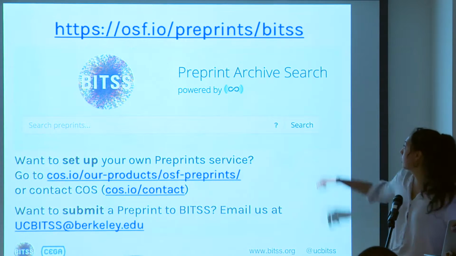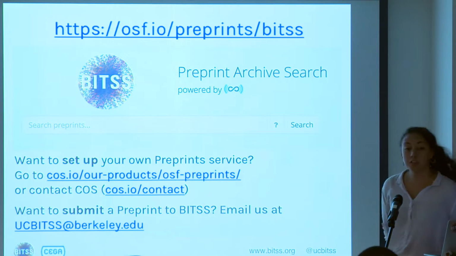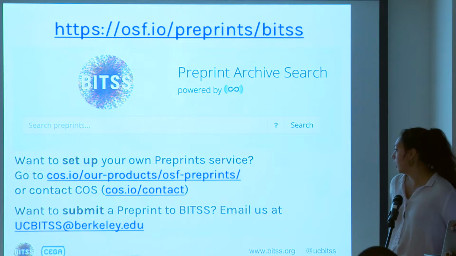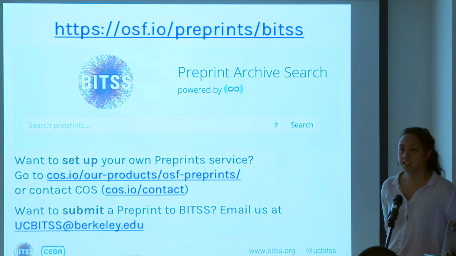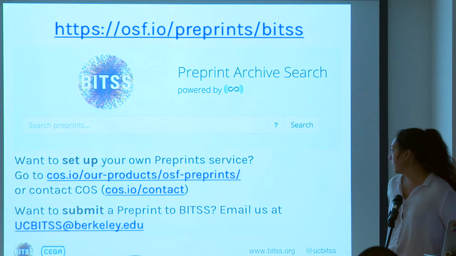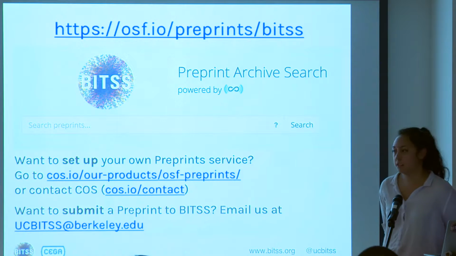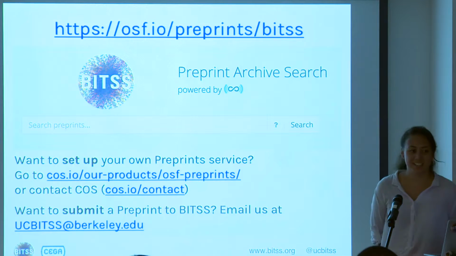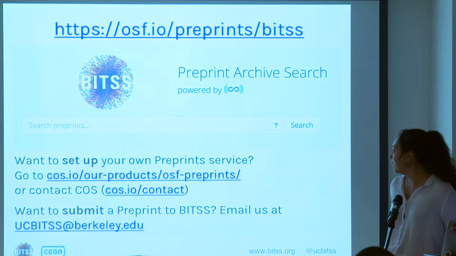And then I'll end with this. This is the URL for BITS preprints. If you're interested in setting up your own service, you can contact the Center for Open Science, and they also have a really easy to use webpage. And if you want to submit a preprint to BITS, you can just contact us, Kelsey or I, or just UC BITS at berkeley.edu. We're mostly focusing on meta research and the things that we've been talking about the past few days. I think you get a good idea of what BITS is all about by now.